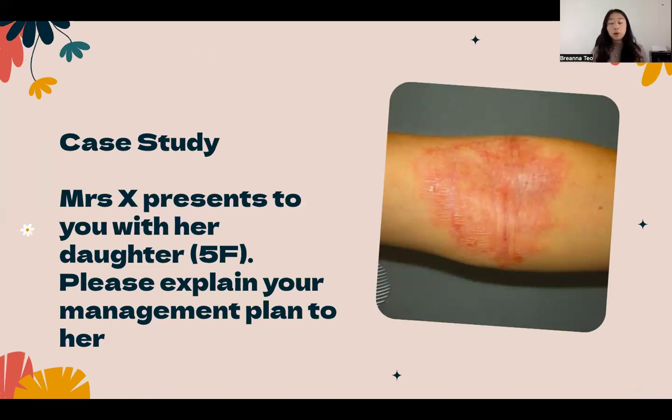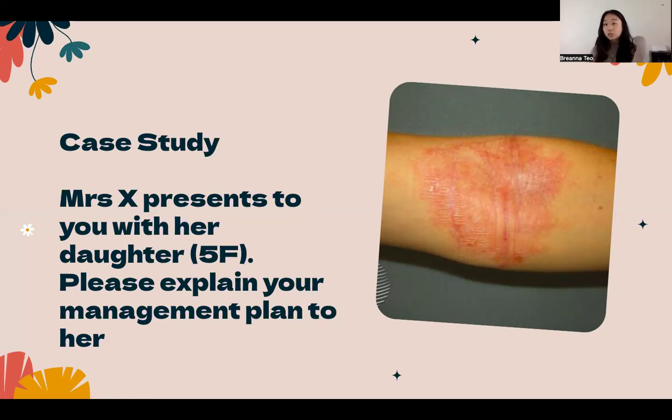So what we're going to do is try and explain a management plan to the mum of this child. I'll just have a look at the picture. Mrs. X presents to you with her daughter who's 5. Please explain your management plan to her. Just looking at this picture, think what's the rash suggestive of? And hopefully you get a diagnosis of that presents.